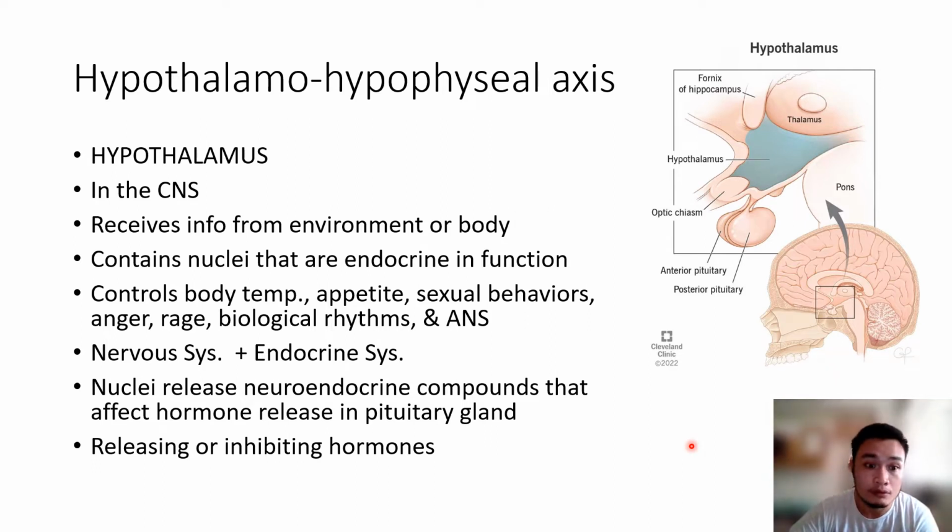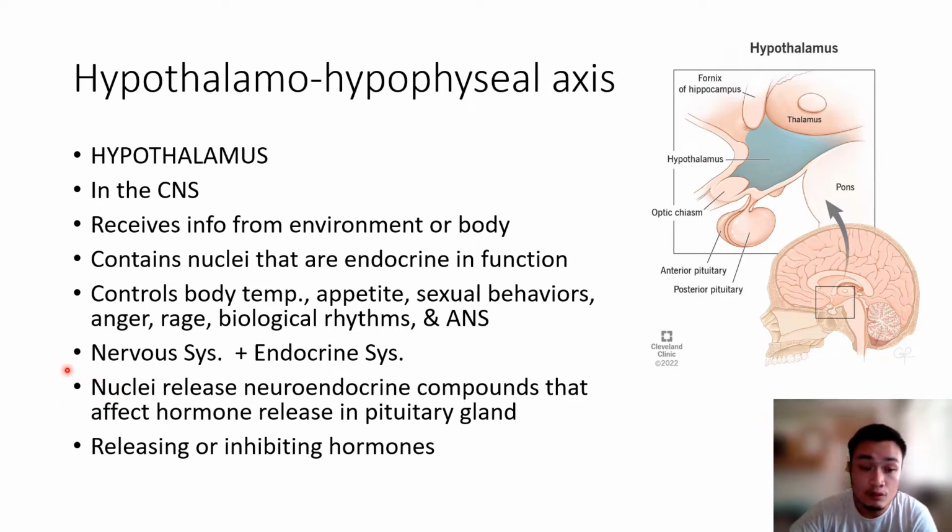What do they control? They control body temperature, your appetite, sexual behavior, anger, rage, biological rhythms, and the autonomic nervous system. So simply put, when you look at it in a wider range, the hypothalamus is where the nervous system and the endocrine system meet, because again, there are a lot of nuclei.